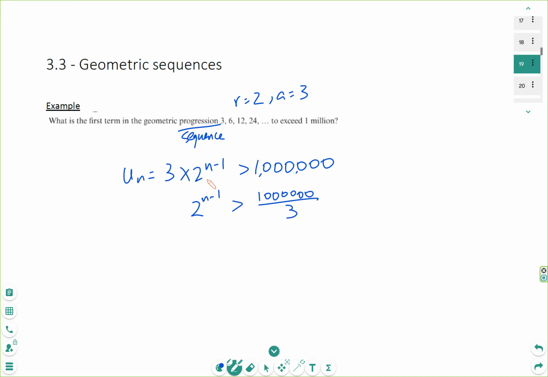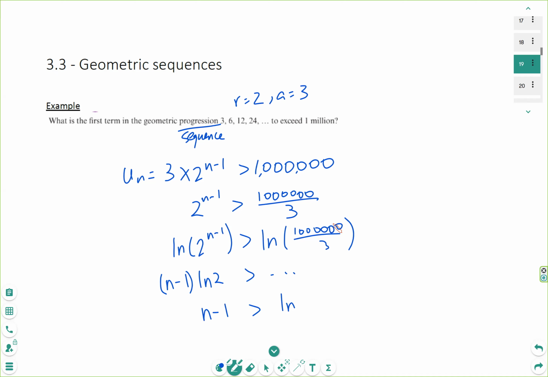Then to solve for n in the power, you should recall your knowledge of log or ln, depending on which one you prefer. It doesn't really matter here. We take ln on both sides because ln is usually the preferred one. So if we take ln on both sides, we get ln of 1,000,000 over 3. Then we can take the n minus 1 down, ln 2 greater than... I'm going to skip writing that, divided by ln 2. So n minus 1 is greater than ln of 1,000,000 divided by 3, divided by ln 2.